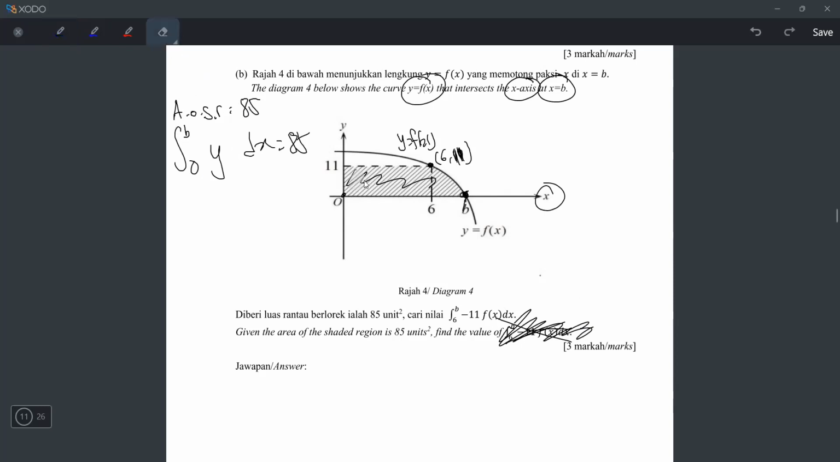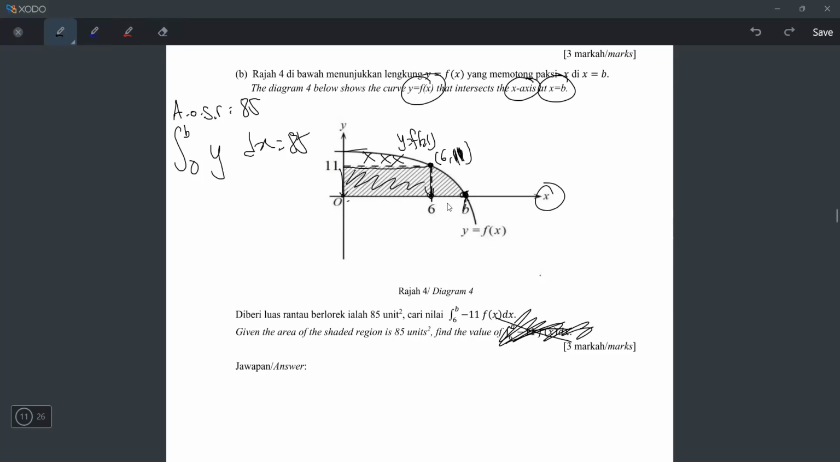Why cannot? Because if you look carefully, if you write like this, it's including here already. It means if you write the integral from 0 to b of y dx, it's actually like this. But if you look carefully at the shaded region, it doesn't include this part. Can you see? It means I cannot write like this. And also, if you look carefully, it's not the curve from 0 to b. It's actually 0 to 6.